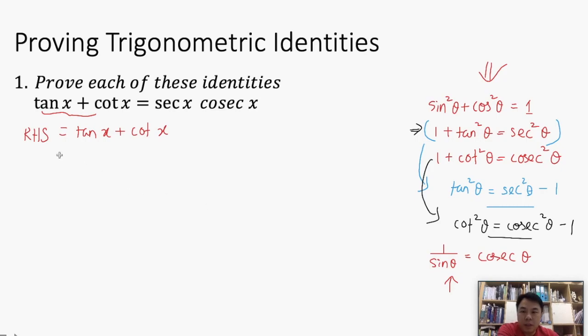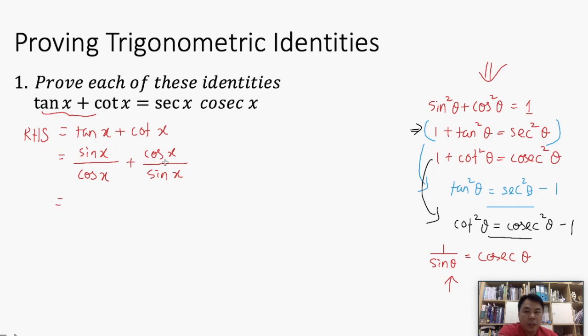Alright, let's get started. I noticed that on the right hand side I do have secant x and cosecant x. So maybe I'll try my best here to do a bit of algebraic manipulation. The other thing you must know is tangent x is given by sine x over cos x. I hope that you still remember this. And then cotangent is cos x divided by sine x.